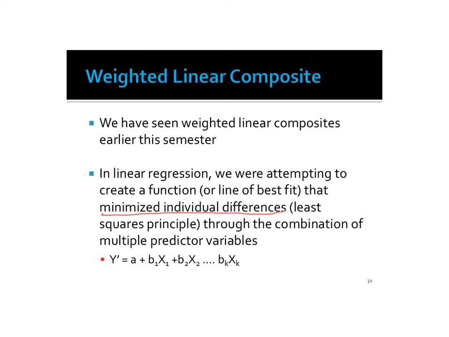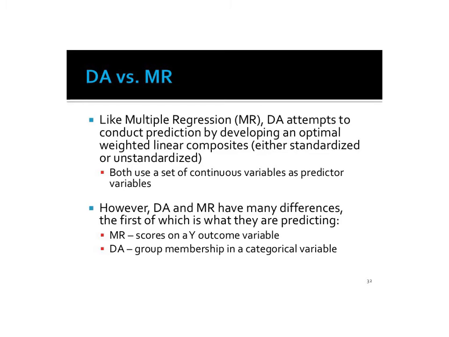Minimize the individual differences of our sample using the least squares principle through a combination of multiple predictors. And ultimately, we got an equation that looks like this, the y prime equation. Like multiple regression, and I'm going to use MR a lot in the next couple of slides, discriminant function analysis attempts to conduct prediction by developing an optimal weighted linear composite. You can do this either standardized or unstandardized, just like regression.